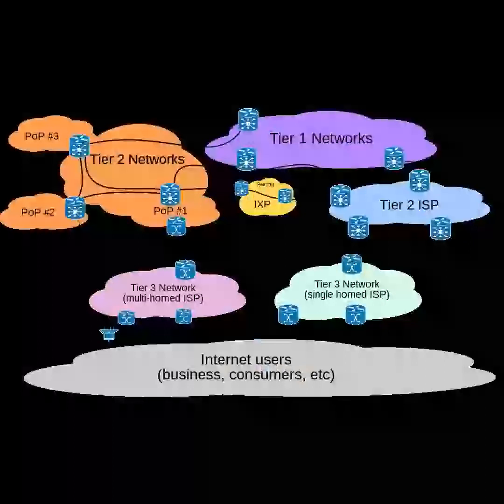and online news aggregators. The Internet has enabled and accelerated new forms of personal interaction through instant messaging, Internet forums, and social networking services. Online shopping has grown exponentially for major retailers, small businesses, and entrepreneurs, as it enables firms to extend their brick-and-mortar presence to serve a larger market or even sell goods and services entirely online. Business-to-business and financial services on the Internet affect supply chains across entire industries.